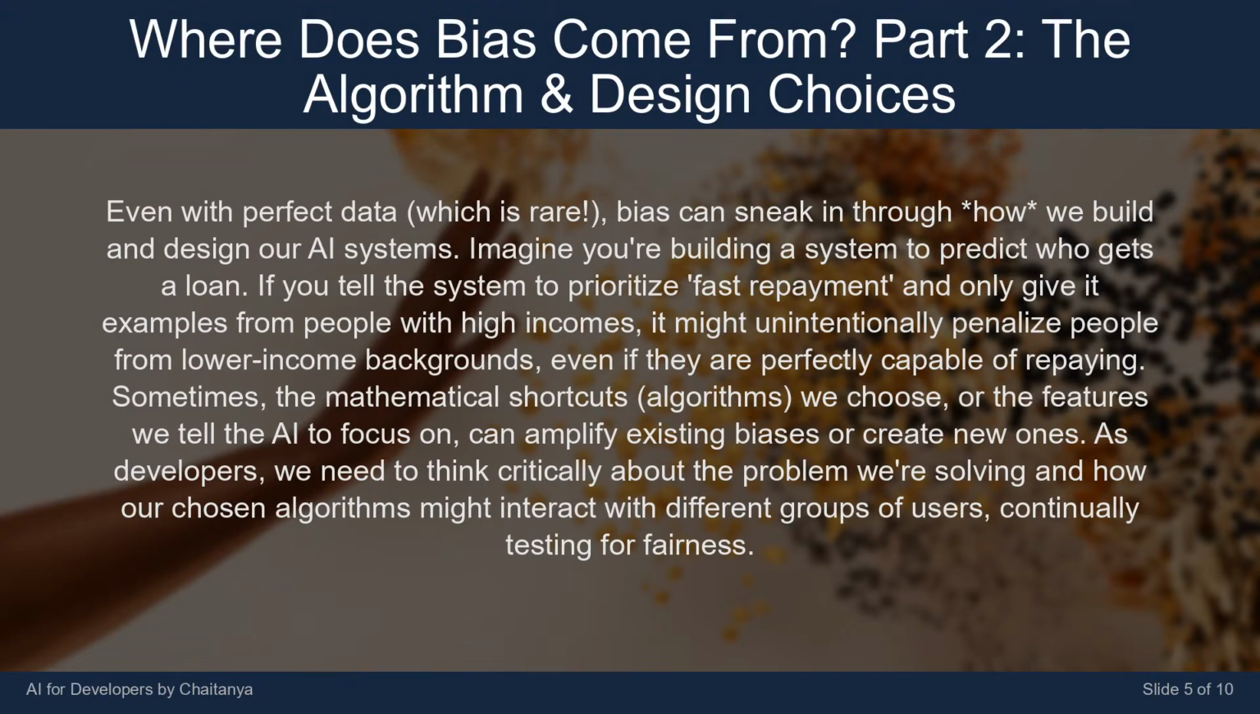Even with perfect data, which is rare, bias can sneak in through how we build and design our AI systems. Imagine you're building a system to predict who gets a loan. If you tell the system to prioritize fast repayment and only give it examples from people with high incomes, it might unintentionally penalize people from lower income backgrounds, even if they are perfectly capable of repaying. Sometimes, the mathematical shortcuts, algorithms we choose, or the features we tell the AI to focus on, can amplify existing biases or create new ones. As developers, we need to think critically about the problem we're solving and how our chosen algorithms might interact with different groups of users, continually testing for fairness.